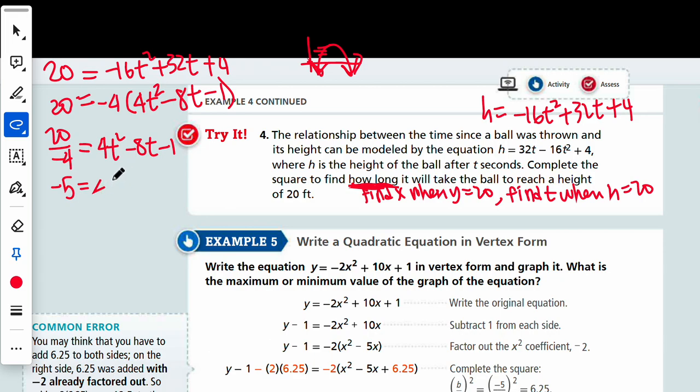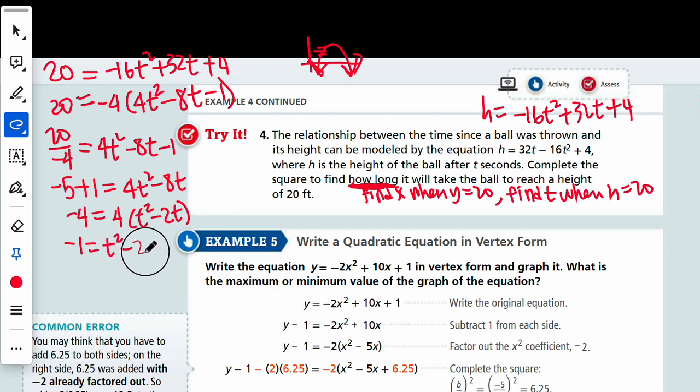First of all, I want to add 1 so that we can get rid of that. And we have 4t squared minus 8t, right? And so negative 5 plus 1 would just be negative 4. And that's equal to, you can still factor it out, t squared minus 2t, right? And then you can divide by 4 on both sides, and you have negative 1 is equal to t squared minus 2t. And now you can complete the square. Negative of negative 2 divided by 2, squared, will be 1 squared, right? So you're just going to add 1 on both sides, and that's going to be 0. t squared minus 2t plus 1. Does that make sense? Yeah.